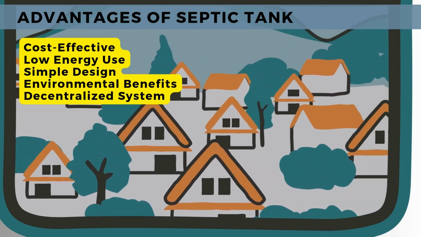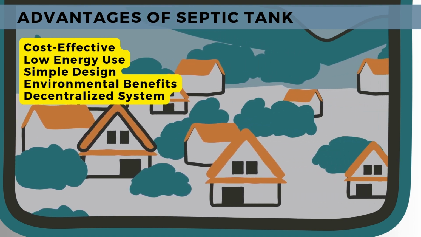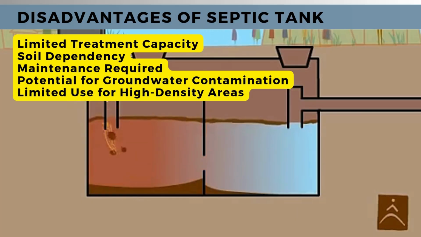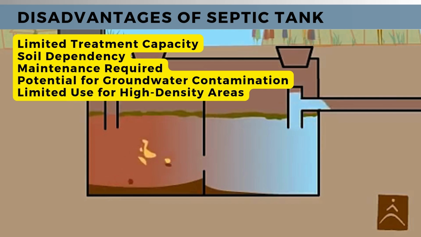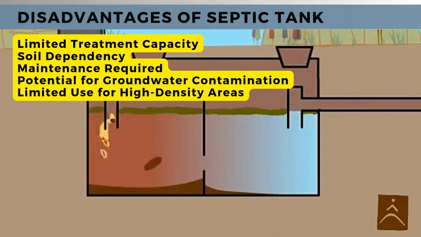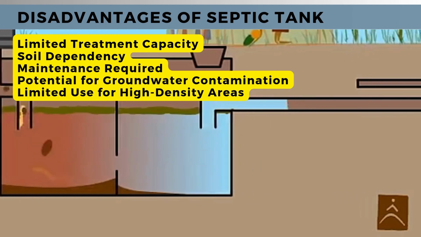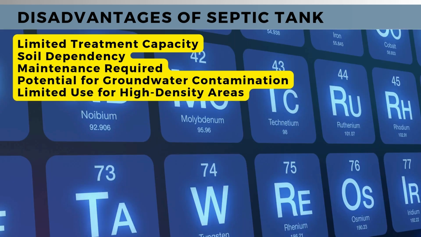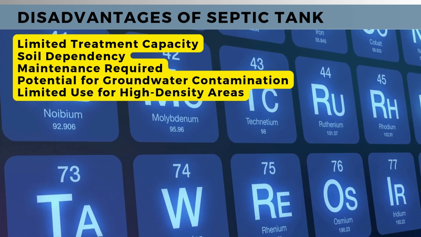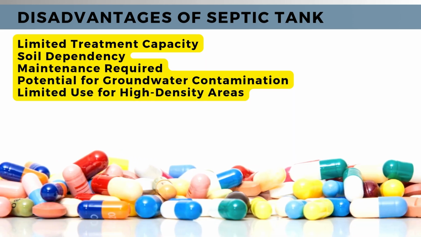However, septic tank is known for its disadvantages, first of which is limited treatment capacity. Septic tanks provide only partial treatment of wastewater. They are effective at settling solids and reducing some organic material, but they do not fully remove pathogens, nutrients like nitrogen and phosphorus, or contaminants like chemicals and pharmaceuticals.